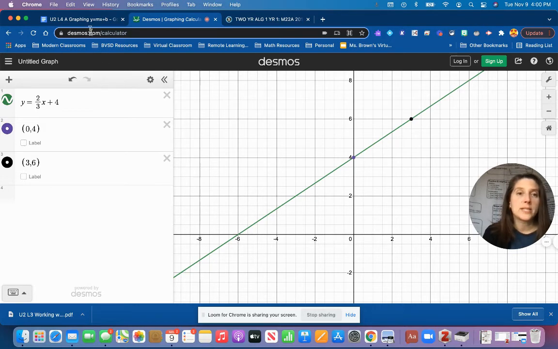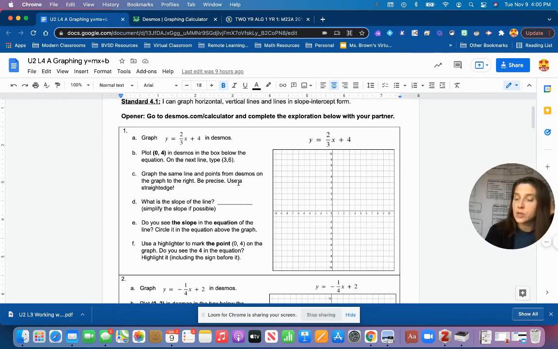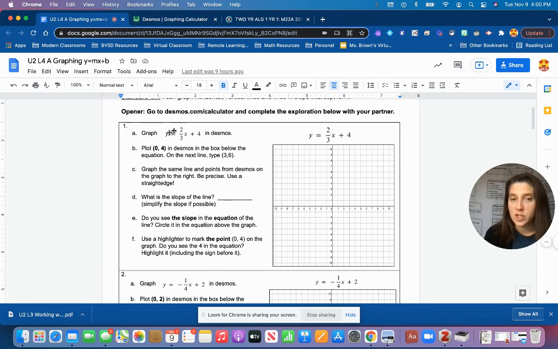Then you are going to answer more questions. I'm not going to get into those. You're going to explore a lot of this on your own. After you graph it in Desmos, you're also going to plot that here on the graph on your paper, and you're going to look at what's the slope of the line, simplifying if possible. You're going to look, can you find the slope within the equation?